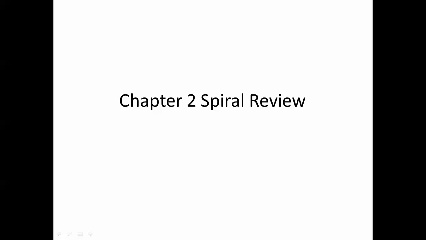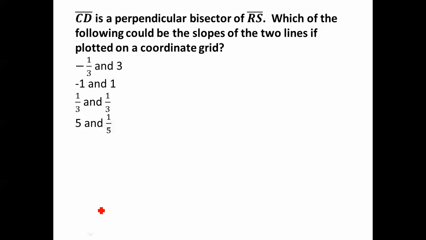Alright, here's your Chapter 2 Spiral review. It's the last review that we have to do for you to retake quizzes that you might not have done so well on. This one says CD is a perpendicular bisector of RS, perpendicular being the key word.